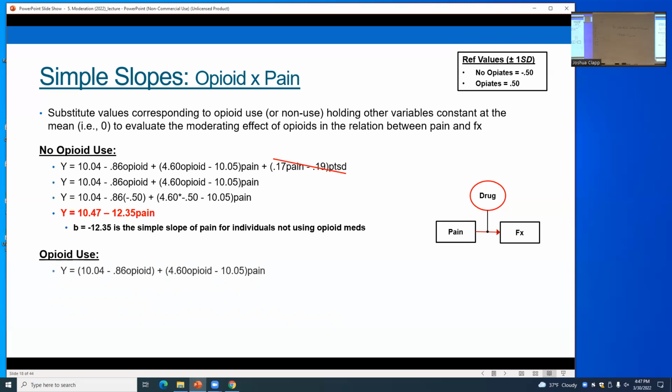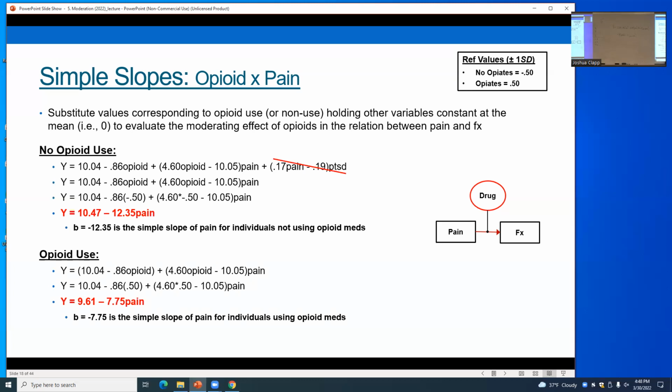Then I go back up. I want to do the same thing for opiate use. Start back here. I know that's going to cancel out. Drop in 0.5. Now I have my simple slope for pain severity on role functioning for people who are using opiates. So when you're centering things, you're essentially freezing the rest of the things you're not interested in, because you want to ensure that any changes in the nature of a relationship are responsible only for the interaction effect that you're interested in and not other variables.